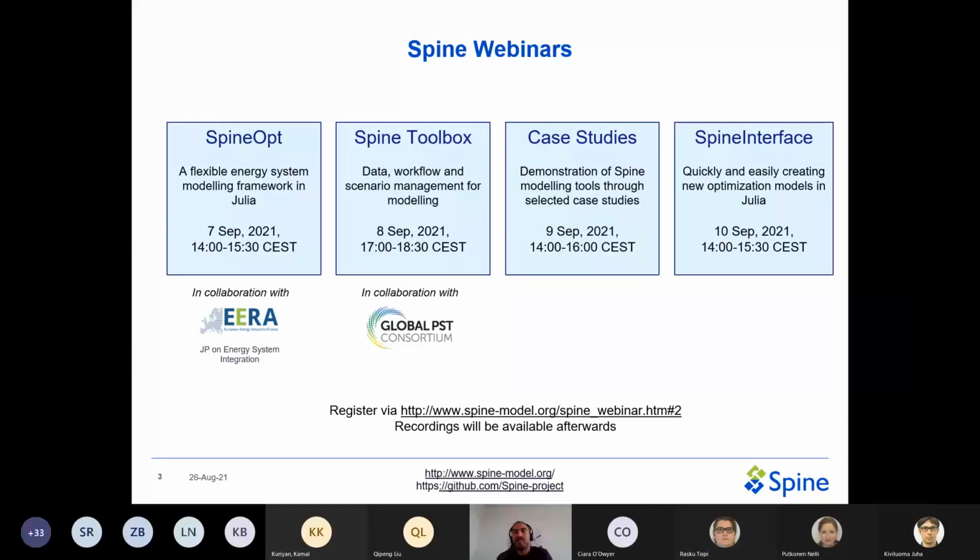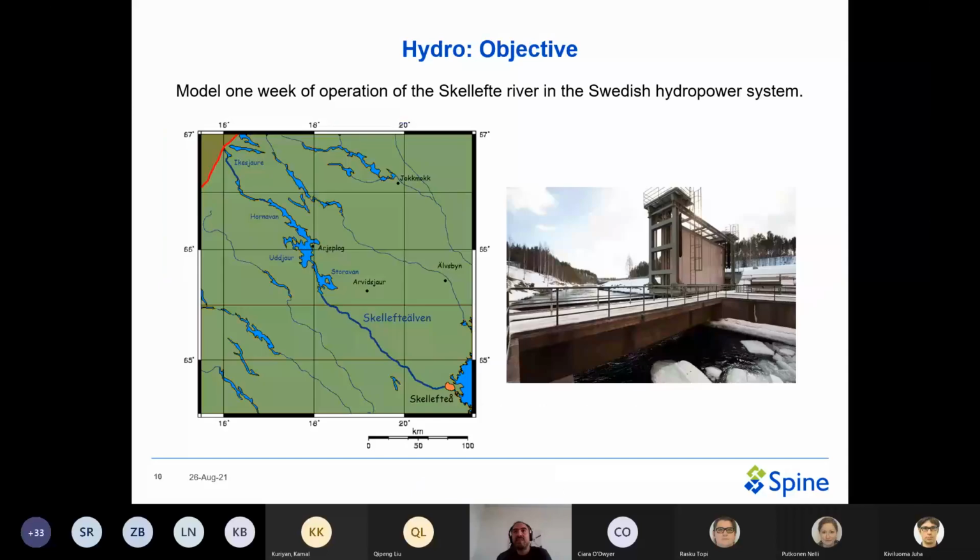So now, the next thing in line is this hydro case study. This was one of our first case studies, and this is actually a proper energy system that we want to model. That's not trivial, and we have this objective here, which is to model one week of the operation of one of the rivers in the Swedish hydropower system. And we have chosen the Skellefteå River, which is in northern Sweden. You can see this is clearly evidence that this is up north. And this is one of the power stations, and we want to model this, basically.